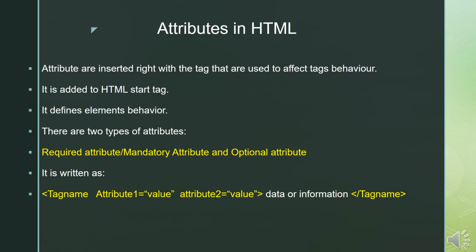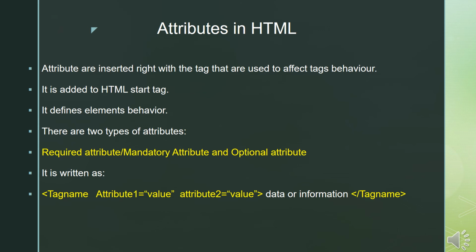The next important part of your HTML language is attribute. Attribute is accompanied along with your tag. So attributes are inserted right with the tag that are used to affect the tag's behavior. It is always added in a start tag of HTML. It defines element behavior.